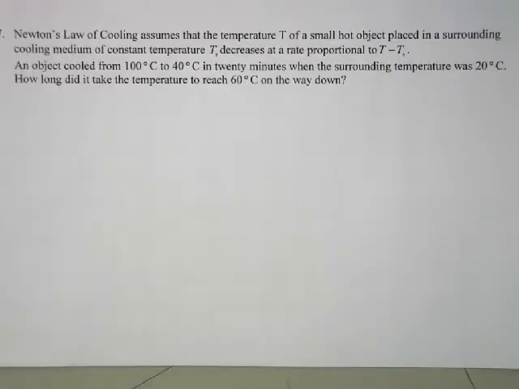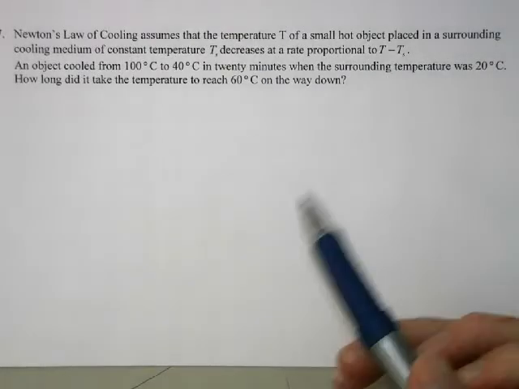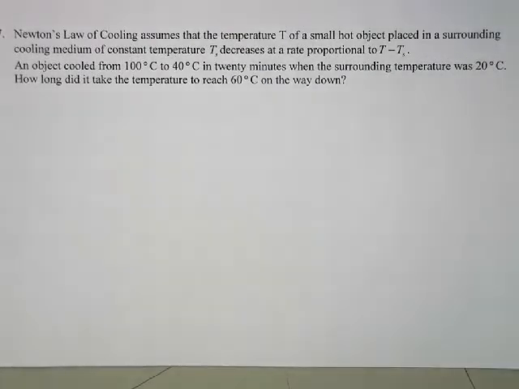Newton's law of cooling assumes the temperature T of a small hot object placed in a surrounding cooling medium of constant temperature Ts decreases at a rate of T minus Ts. So the difference between the temperatures. So as the temperatures get closer, the rate is less. Okay, so an object is cooled from 100 degrees to 40 degrees in 20 minutes when the surrounding temperature was 20 degrees. How long did it take for the temperature to reach 60 degrees on the way down? Right, so let's start with the differential equation.